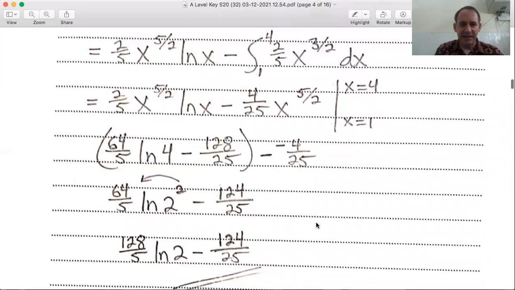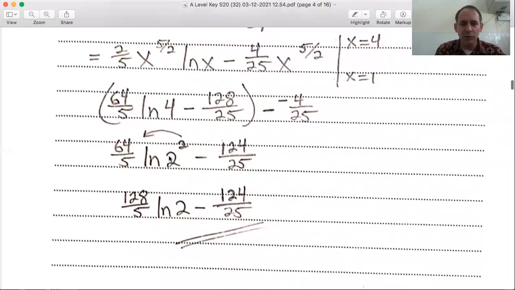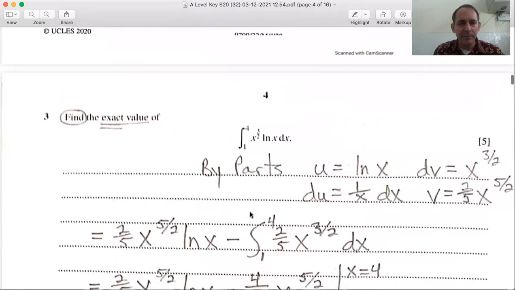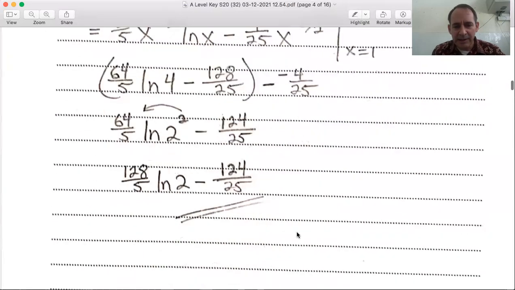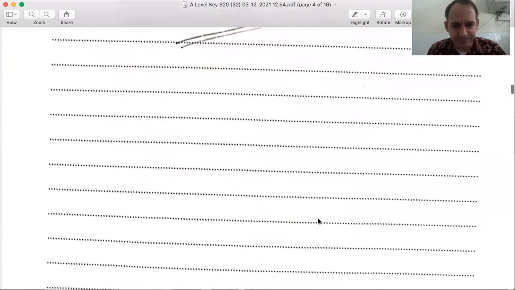So that changes that to add. When you combine the negative 128/25 and add 4/25, you get a negative 124/25. The 4 can turn into a 2 squared, which the exponent then multiplies to the front. And so we get 128/5 times ln 2 minus 124/25. Remember, it wants exact value. We can't use decimals, so this is as reduced as we can get.